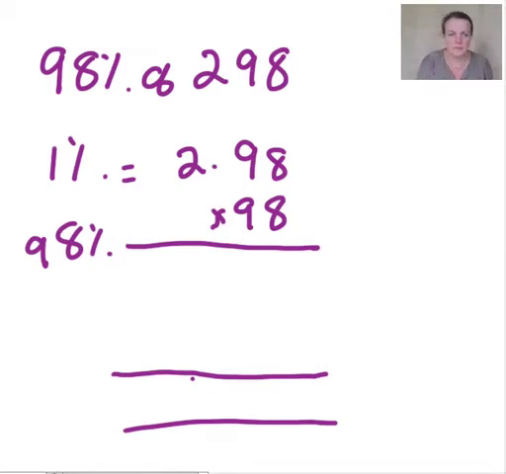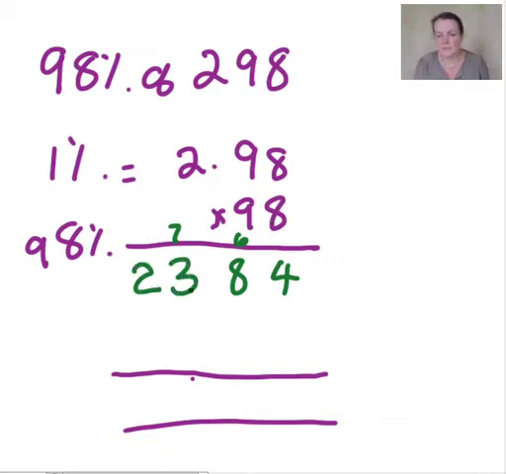little equals. 8 times 8 is 64. 9 times 8 is 72, plus the 6 is 78. 2 times 8 is 16, so that's 23. Naught down. 9 times 8 is 72. 9 times 9 is 81, plus the 7 is 88. 2 times 9 is 18. Is that right? Yeah, it is 18, plus 8 is 26.